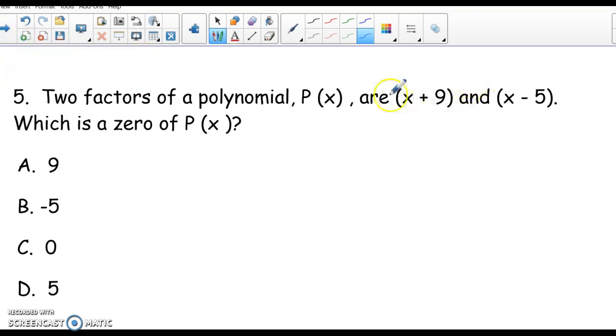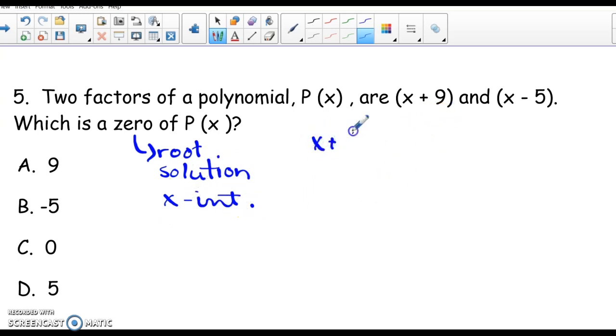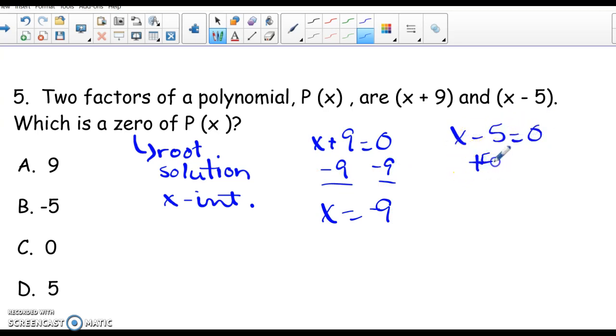Two factors of a polynomial are x plus 9 and x minus 5. What would be a 0? Remember, 0 is the same thing as a root, a solution, or an x-intercept. Set each one of these equal to 0 and solve for your variable. So I would subtract 9 from both sides, so x equals -9. I would add 5 to both sides, and I would get x is equal to +5. So the solution here, that would be my answer, is D.